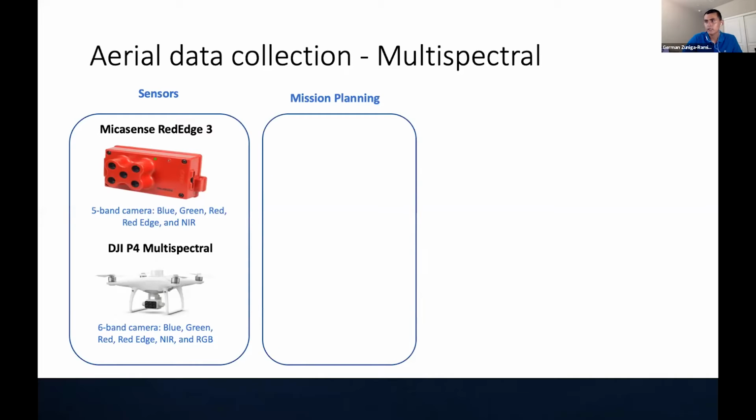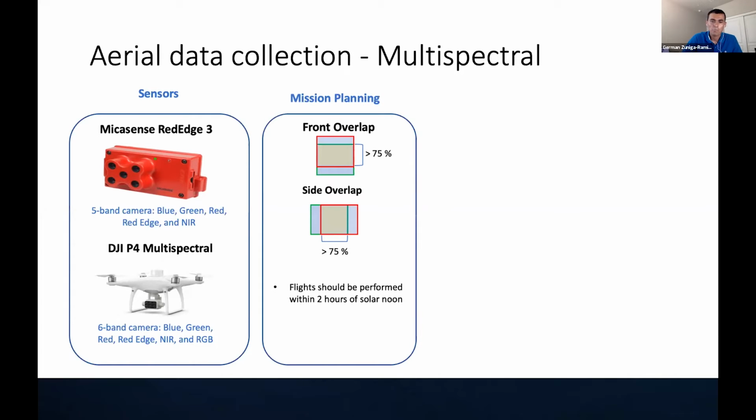When we collect multispectral data, we recommend using 75% or higher overlap. We typically use 80 just to be on the safe side. And we also recommend collecting data within 2 hours of solar noon. And then we also recommend collecting images of the calibration panel before the flight and after the flight. And if you have multiple panels, it would be a good idea to disperse these panels throughout your target area.